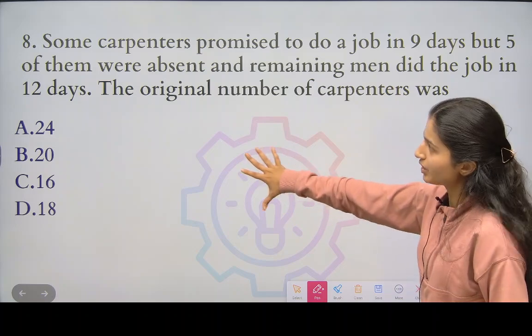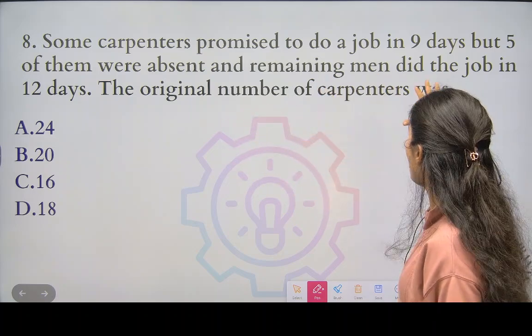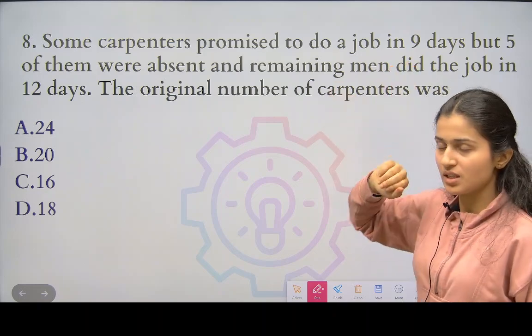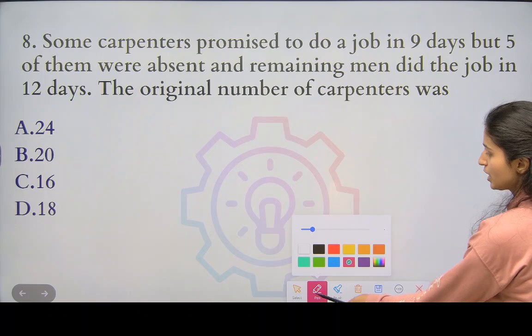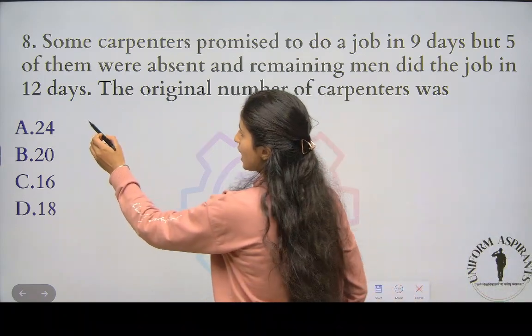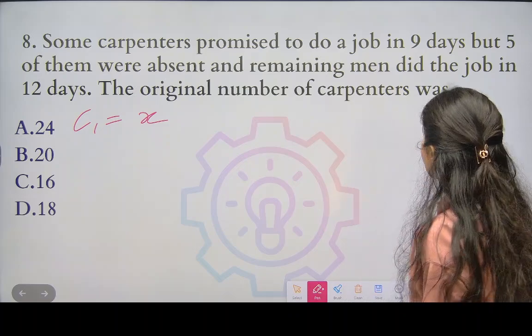This is a bit different question. We'll read this. Some carpenters promise to do a job in 9 days. Now you know what? How many carpenters are there? No. So what we'll do is we'll assume carpenters. Okay. So let carpenters be X.